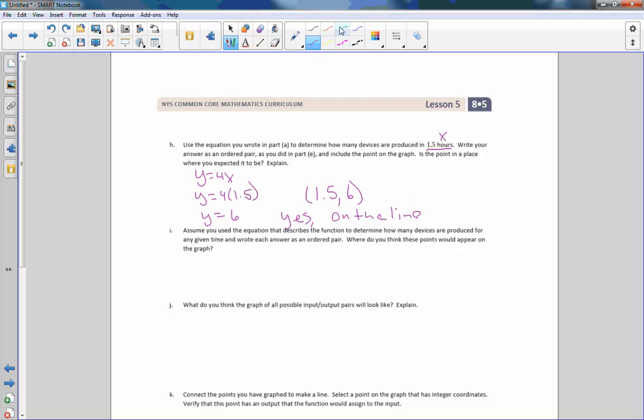I, assume you use the equation described in the function to determine how many devices are produced for any given time and wrote each answer as an ordered pair. Where would these points appear on the graph? And they'd appear on the line. y equals 4x. I should actually say that. On the line, y equals 4x. Okay. What do you think the graph of all possible input-output pairs will look like? Explain. Okay. Well, it'd be a bunch of points on that line. So it's a set of points on the same line.